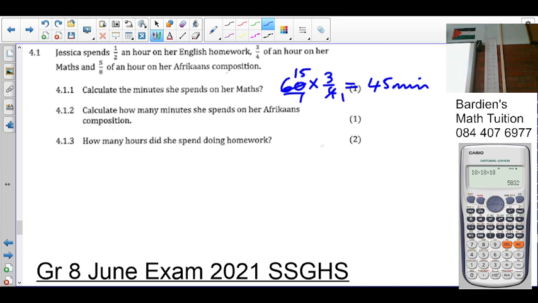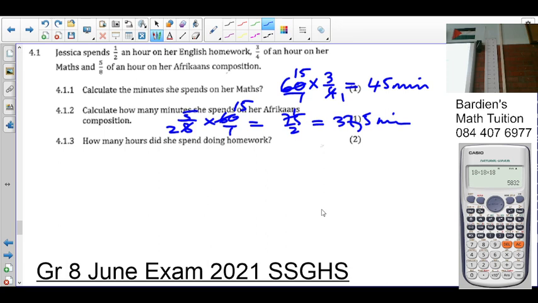Calculate how many minutes you spend on the Afrikaans composition. So for the Afrikaans composition you spend 5/8 of an hour. That's 60/1. So 4 goes into here 15 times, 4 goes into here twice. So 15 times 5 is 75, is that correct? Over 2. Okay, thank you. So it's 75/2. So it goes 3 carry 1, 37.5 minutes. Not so? Yes? Any questions? Yes?